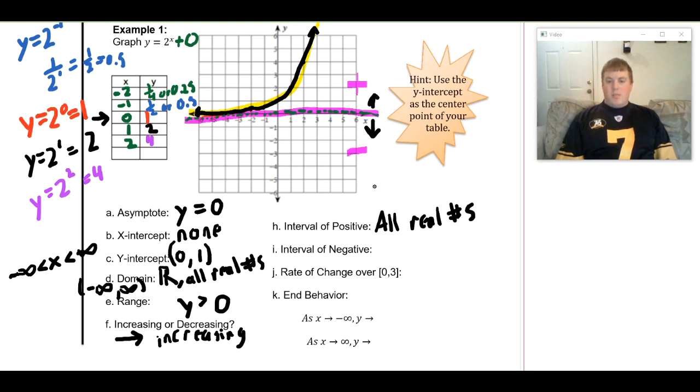If we look at the interval of negative, however, we don't have anything down in the bottom half of our coordinate plane, so we would say that this is never. Our next question is going to be the rate of change over the interval from 0 to 3.